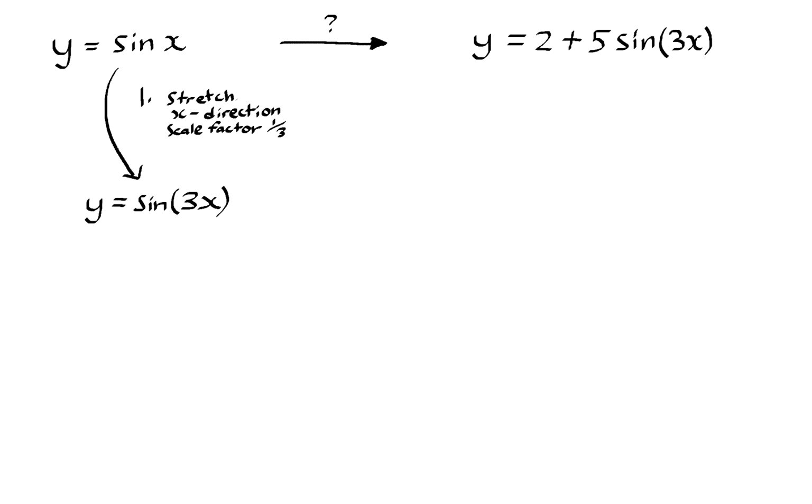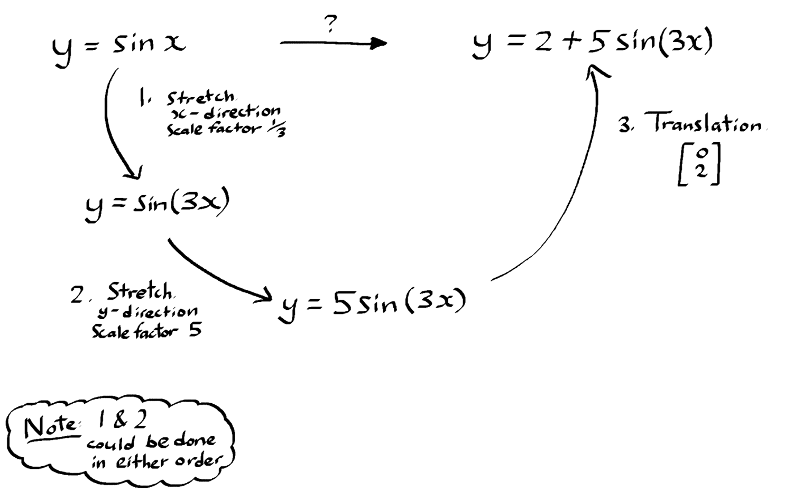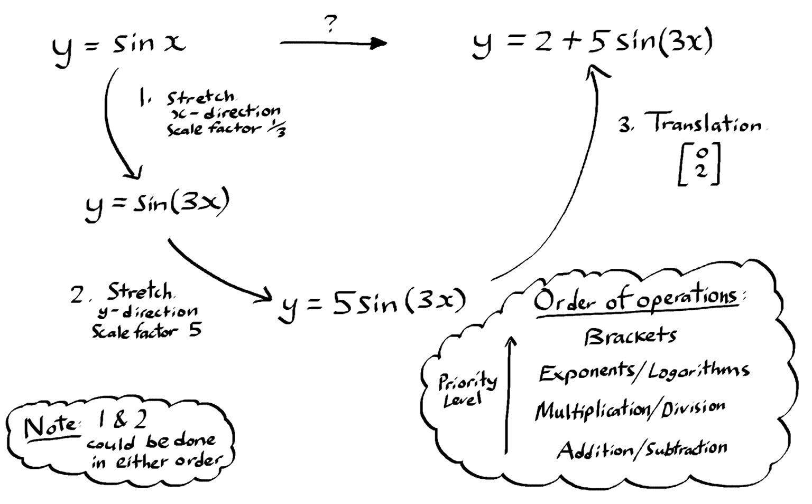Composite transformations is just doing multiple transformations to the same equation. For example, to get from here to here, you'd have to transform it in this order. If you're having trouble with the ordering, the order of operations may help you. The highest priority transformation should be done first.